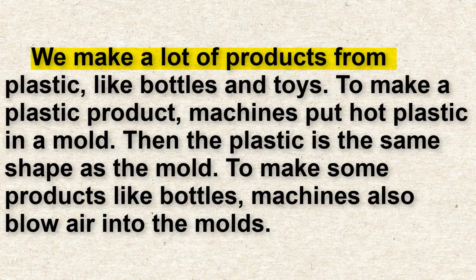We make a lot of products from plastic, like bottles and toys. To make a plastic product, machines put hot plastic in a mold. Then the plastic is the same shape as the mold. To make some products, like bottles, machines also blow air into the molds.